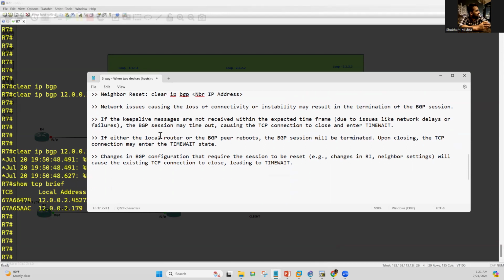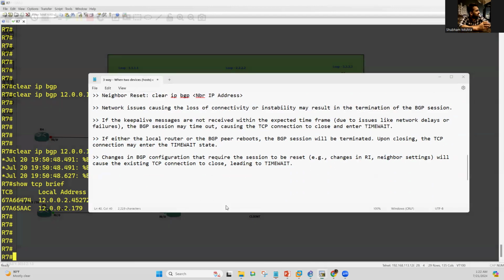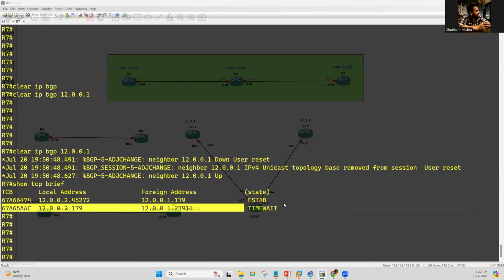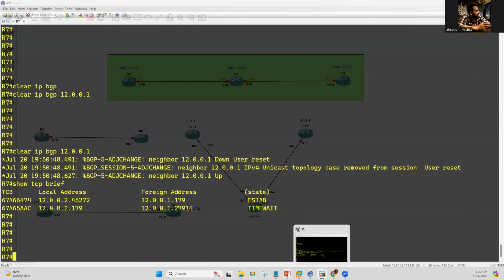When you reboot the device, in this case also you will find the TIME_WAIT condition. And I already told you, when you change the BGP configuration, for example the router ID or any neighbor setting, you will find the TIME_WAIT condition. So there are multiple conditions. When you find the TIME_WAIT condition, don't worry about it. I hope you have enough knowledge to understand it. Anyone who does not understand?